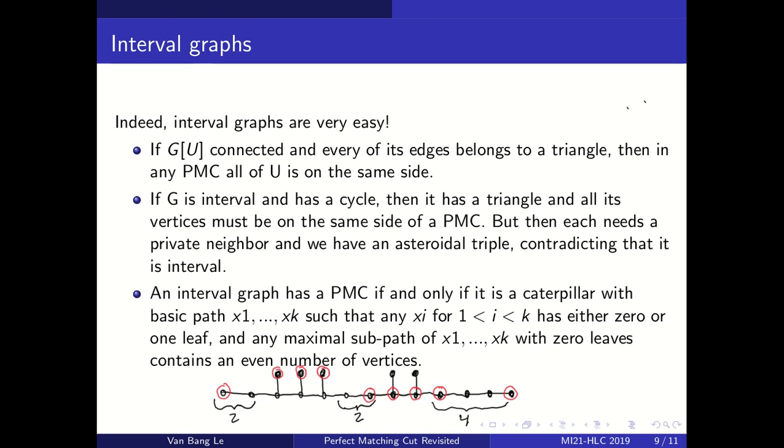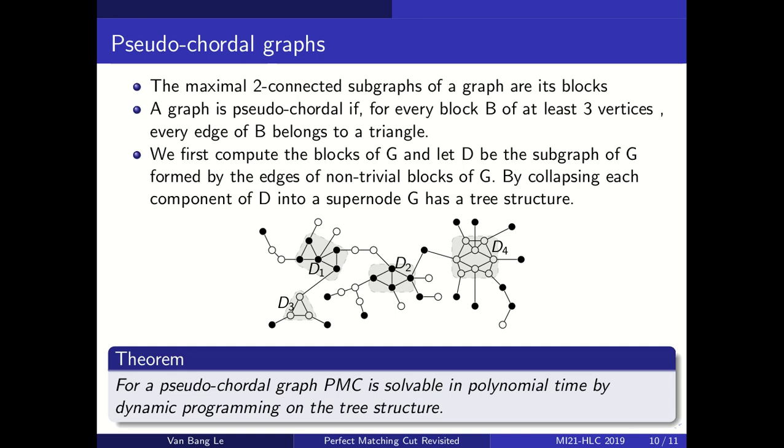Okay, so that's interval graphs, but what about chordal graphs? Chordal graphs are known to have unbounded mim-width, and indeed we can solve this problem in polynomial time also for chordal graphs, but we can do it for a slightly larger class of graphs than the chordal graphs. This is what we call the pseudochordal graphs.